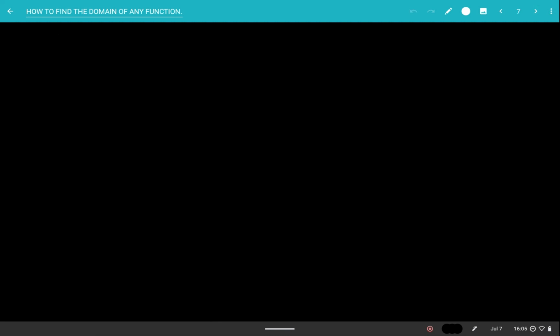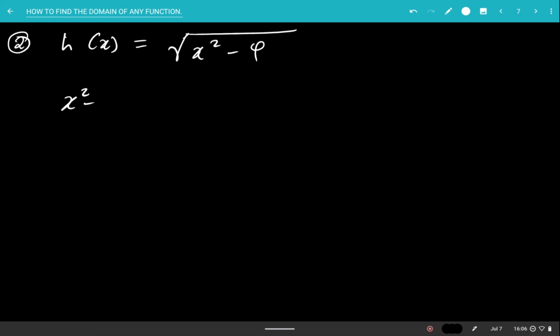Now in the case where we have more values of x, say we have h of x is equal to the square root of x squared minus 4. In this case, we'll do the same thing: set the radicand, which is x squared minus 4, to be greater than or equal to what? 0.